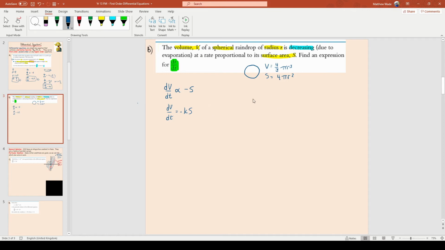Do you know what? I think I'm going to veer off track a bit here. I'm actually going to whack that in there just to show you. I'm going to swap S out for 4 pi r squared, okay? That would mean that since S equals 4 pi r squared, dV/dt is equal to minus, I'm going to put the 4 first, 4 pi k r squared. Cool? Happy days. So all I did was put the 4 pi r squared in for S.